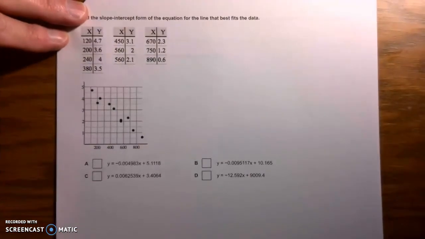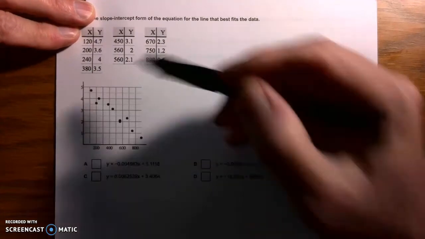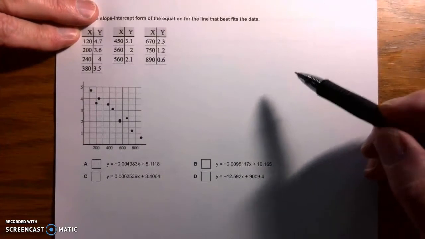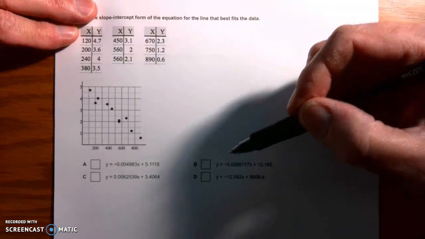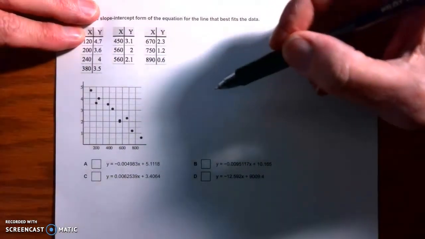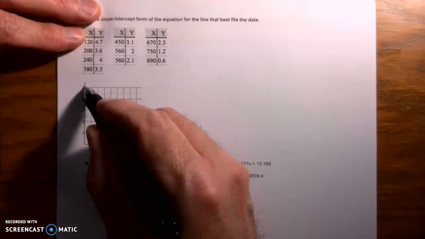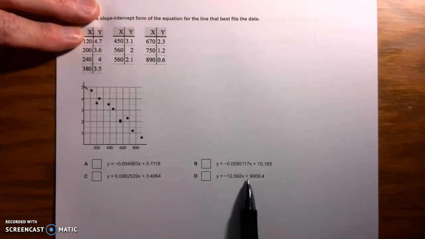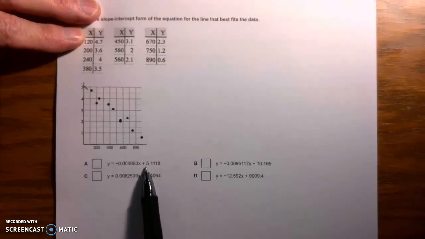But the last one might be the hardest problem. Guys, you can use the table if you want, or just kind of eyeball it and try to find out where it crosses up here. Try to find out where it crosses up there. It kind of looks like it crosses up here somewhere. 5.1. Well, that's plus, yep. 3, no. 9, no. 10, no. It must be this one.